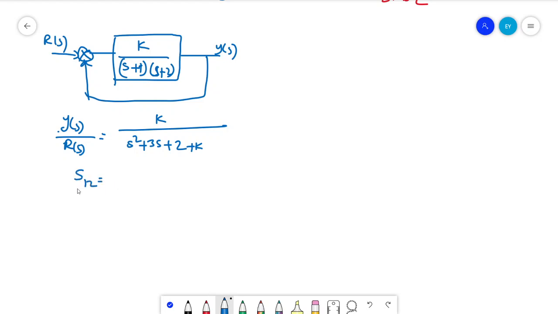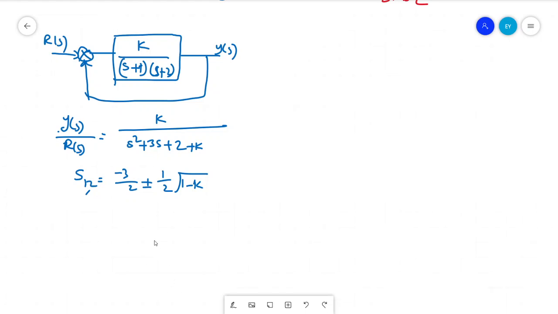s1,2 is equal to, in 2 roots you will get, right? Denominator you have as order of 2, you will get 2 roots. Minus 3 by 2 plus or minus 1 by 2 root of 1 minus k in terms of k. Need to choose k such that these particular poles, minus 3 by 2 means 1.5, right?